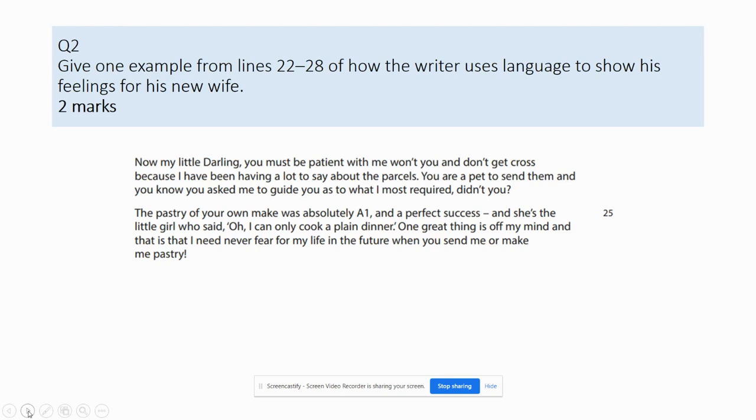Question 2. Give one example from lines 22 to 28 of how the writer uses language to show his feelings for his new wife. Now, bear in mind, this is 2 marks. There's a little extract there. Have a read of that and see if you can have a go at this question. Pause the video and have a try of that now.